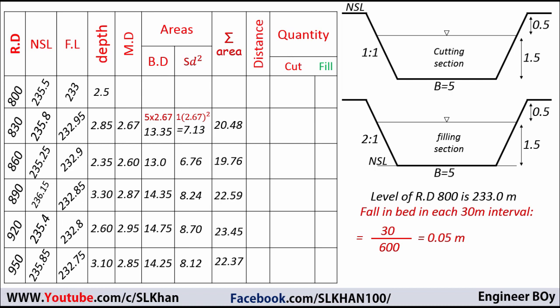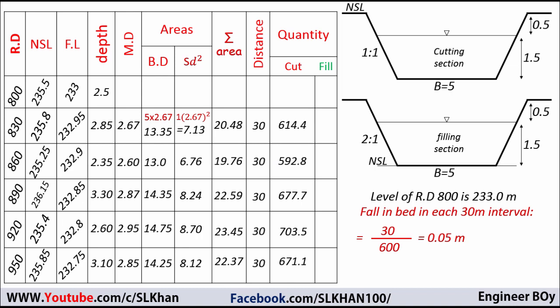Now the distance, that means the interval, which is 30 meters, it's given. So now the quantities are the estimation of cut and fill. It is so simple. Now we have area and distance, so area times distance is the volume of cut or fill. Like 30 times 20.48, that is the cut, which is 614.4. And 19.76 times 30, that is the cut again, and 20.59 times 30, that is cut again.